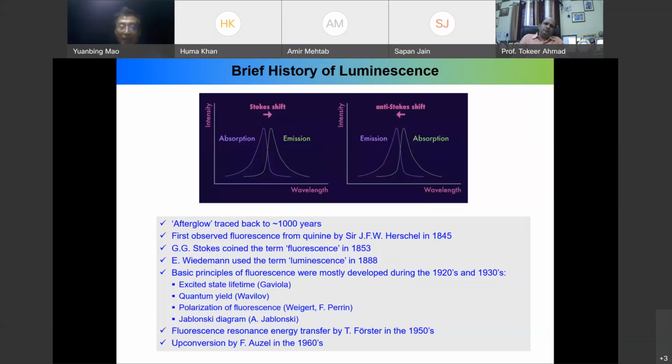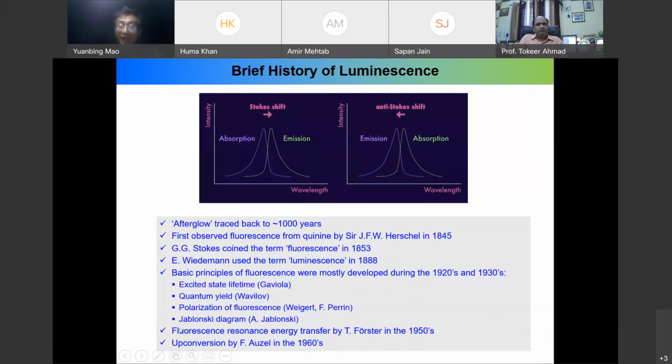During the 1920s and 1930s, there was Galvin's law, which developed the excited state lifetime idea, and then Vavilov started to use the quantum yield. Later on there was the polarization of fluorescence as well, and then another very important diagram, the Jablonski diagram, which we will show as well.